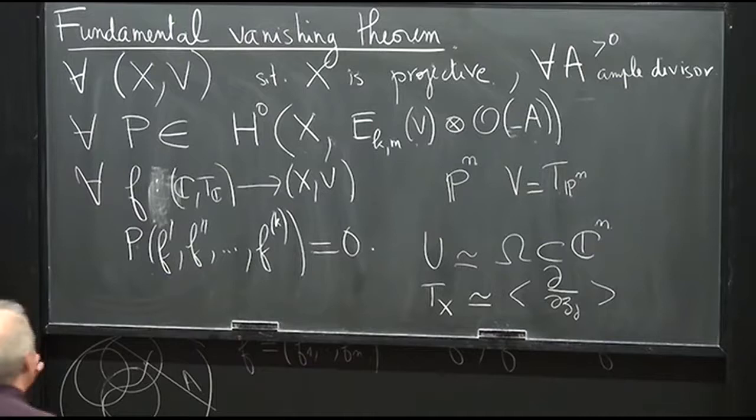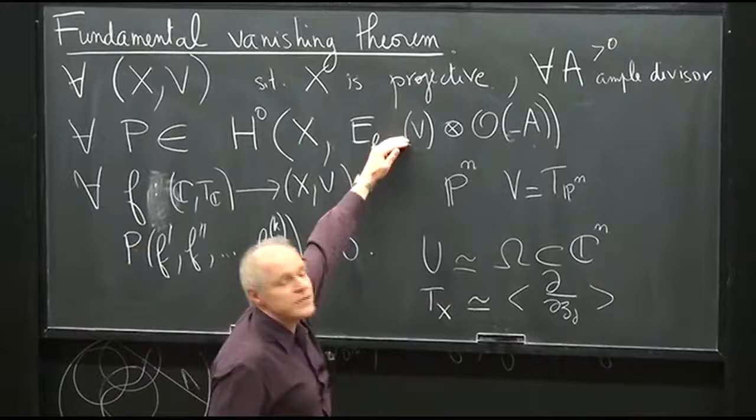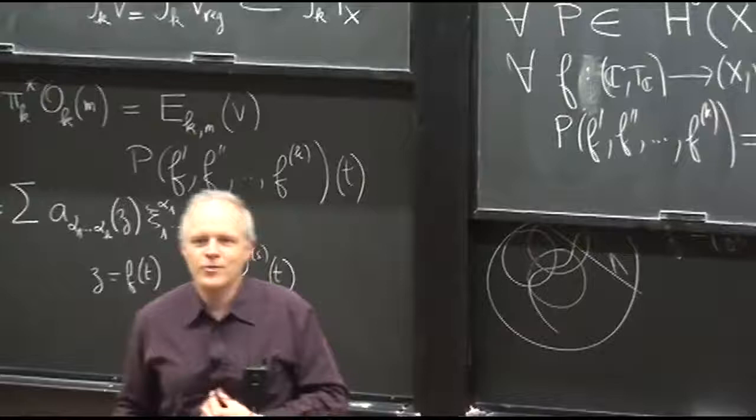Exactly right. The theorem is going to be interesting when you have enough negativity on the tangent bundle so that its dual is sufficiently positive for this to have sections. This is the other part of the talk, where I will give you conditions for the existence of global sections.